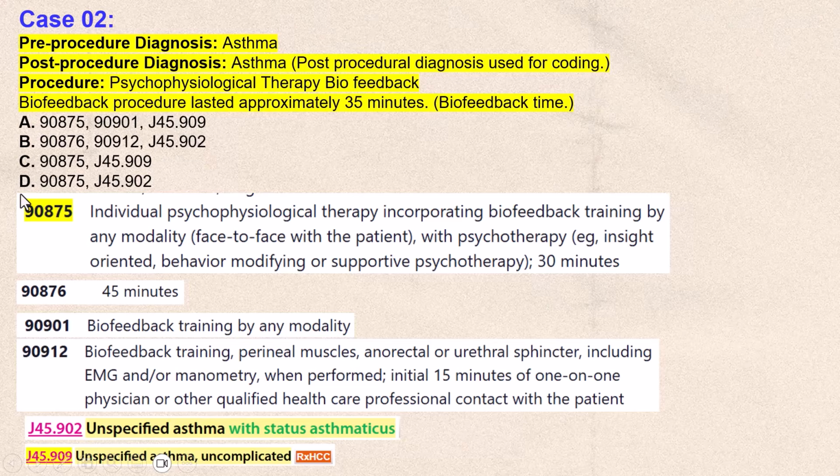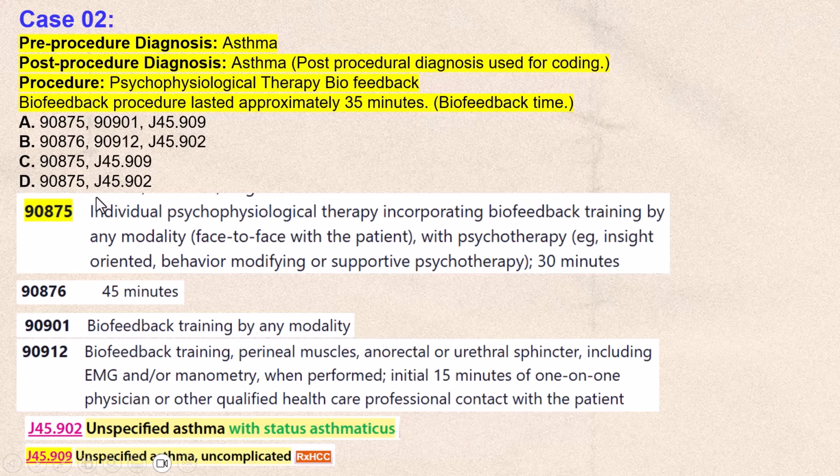Once you go to the answers, 90875 is individual psychophysiological therapy incorporating biofeedback training by any modality, face to face with the patient with psychotherapy, 30 minutes. 90876 is for 45 minutes. In our case it's 35 minutes, so less than 45. So the first code will be this one, 90875. So that is the CPT code.